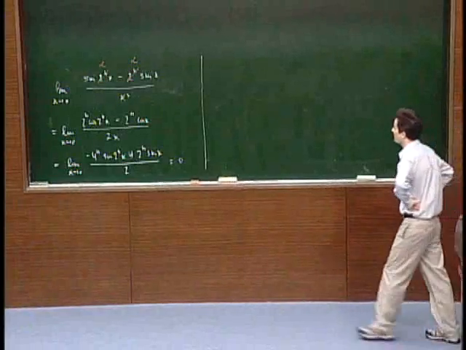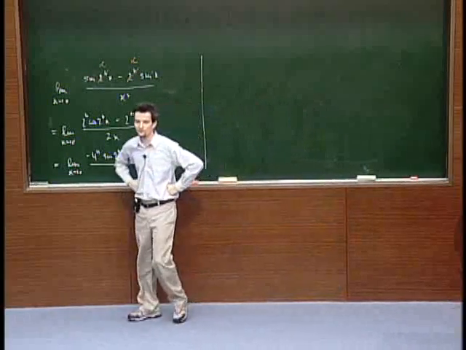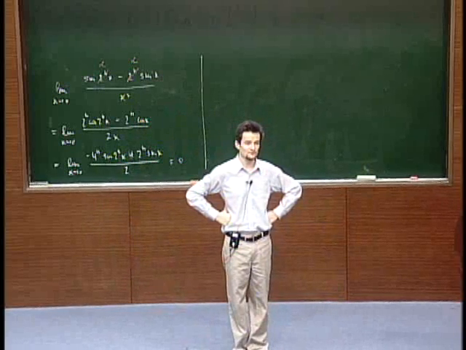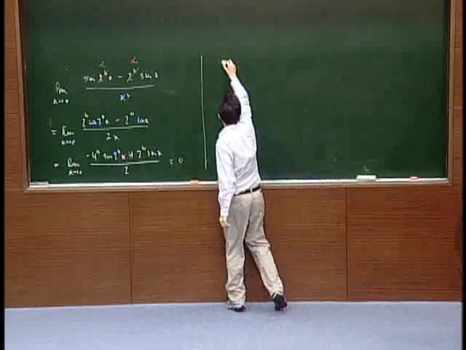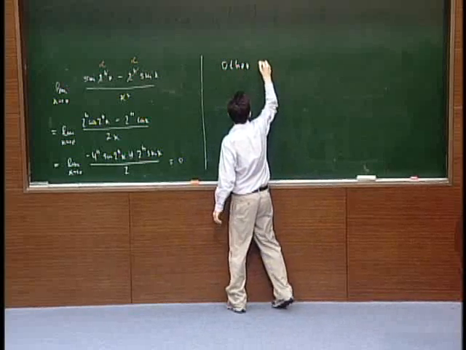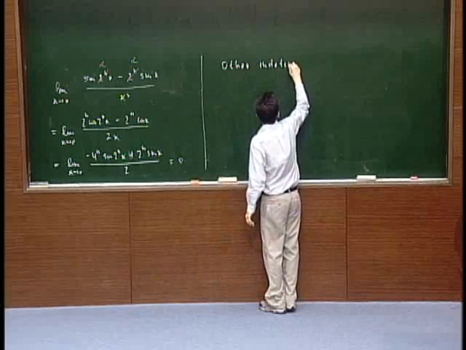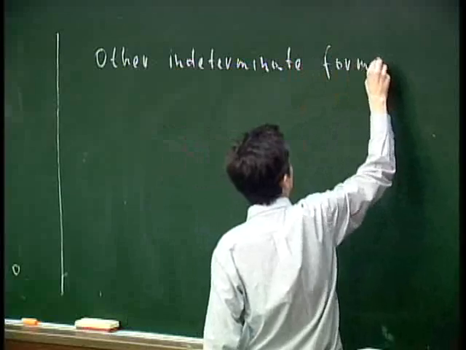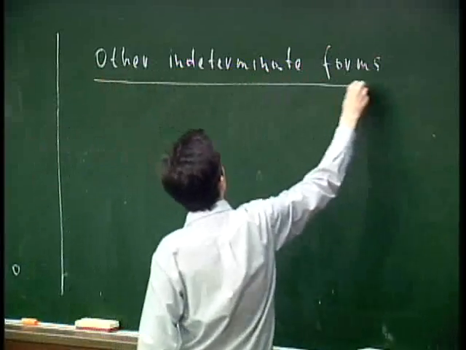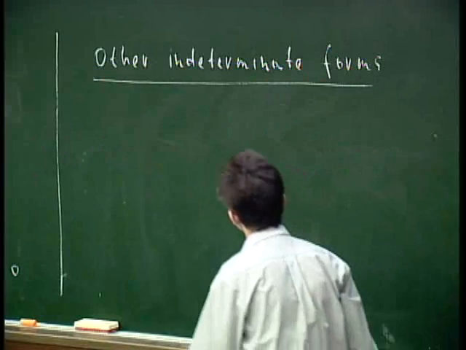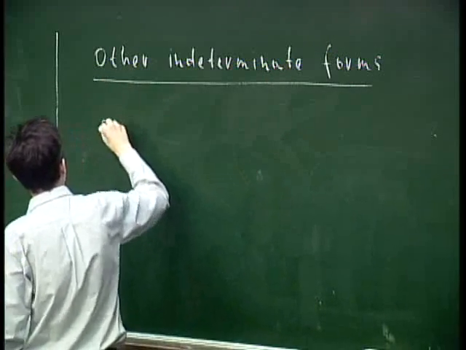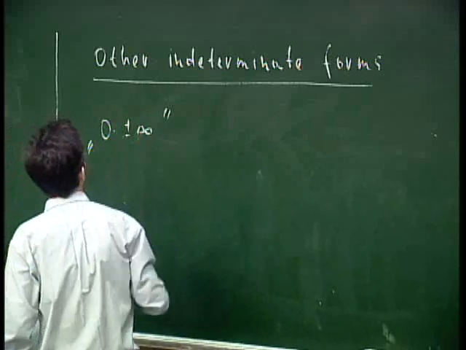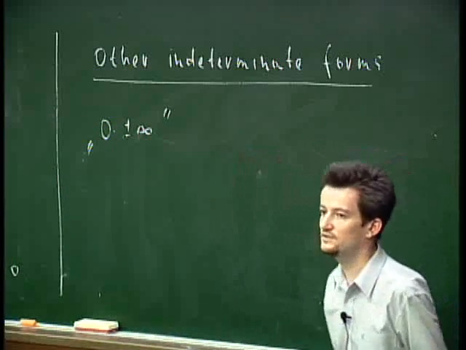Okay, so apart from those indeterminate forms we have seen so far, there are others, as you might have discussed in high school as well. So let's say other indeterminate forms. For instance, you know that this situation, plus minus infinity, is also an indeterminate form.